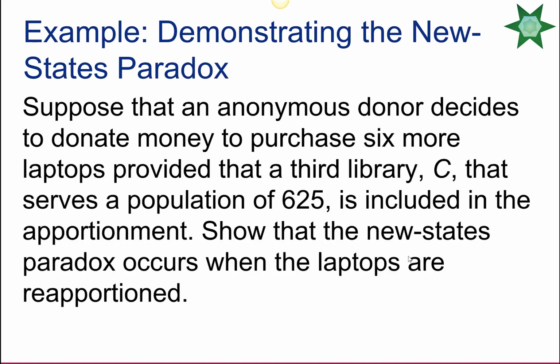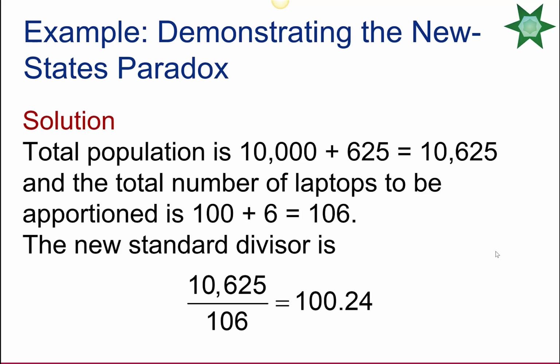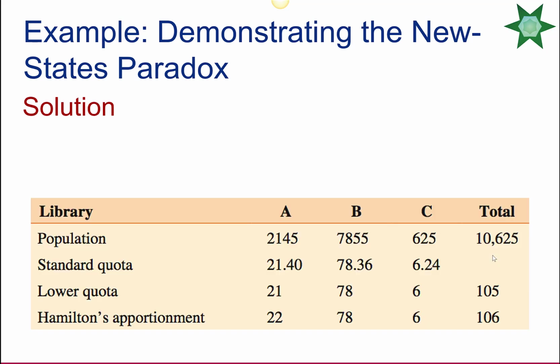Now, an anonymous donor decides to donate money to purchase 6 more laptops, provided a third Library C that serves a population of 625 is included. We want to show the new states paradox occurs when the laptops are reapportioned. So now the total population is 10,625, and we're apportioning 106 laptops. So now the standard divisor is 100.24. Here are our standard quotas. We took each population and divided by 100.24. We round down. We're at 105. We've got 1 more to allocate, and it's going to go to Library A.